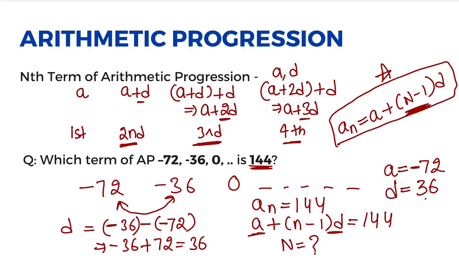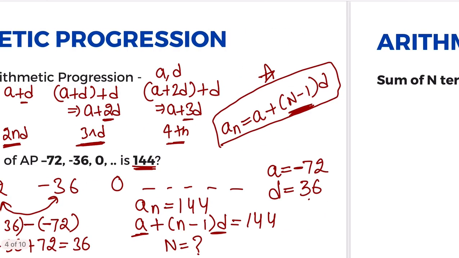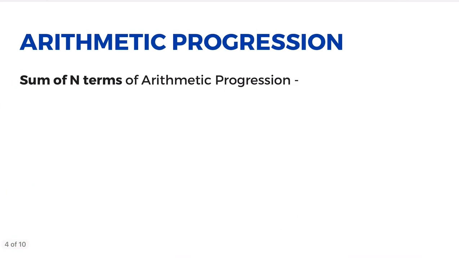This is the way. If a and d are given to you and the nth term is given to you, you can find which term it is. Means you can find the value of n. Moving on. This part is clear. I'm hoping that a n is a plus n minus 1 into d. This is the formula for how to find the nth term of an arithmetic progression series.